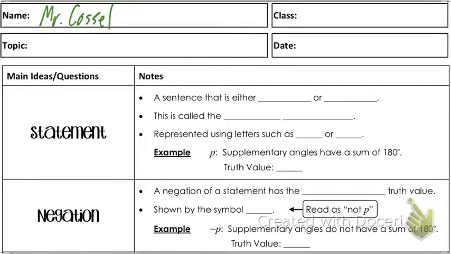Okay, so a statement. A statement is a sentence that is either true or false. If someone says a statement, that's something that can be true or false. Now, whether it is true or false is called the truth value. We assign a value to it, whether it is true or false.